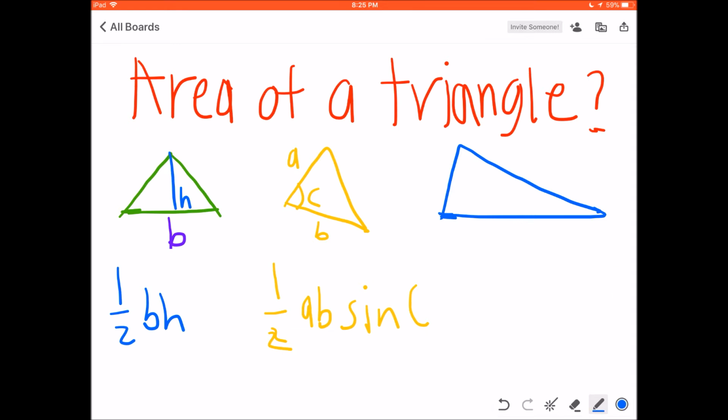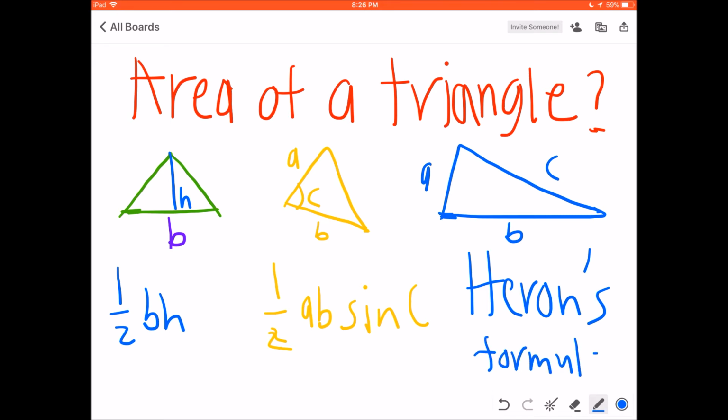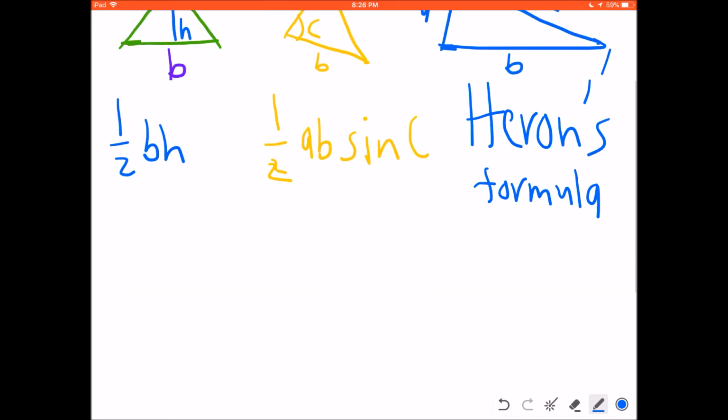So what if I told you, fine, I don't give you any angles. I only give you the three side lengths of the triangle. How would you go about solving for the area of the triangle then? You have no angle, you don't have height, you only have the three sides. Well, that's what I'm teaching you how to do today. And how you solve it is something they call Heron's formula. I'm going to be teaching you how to solve it today.